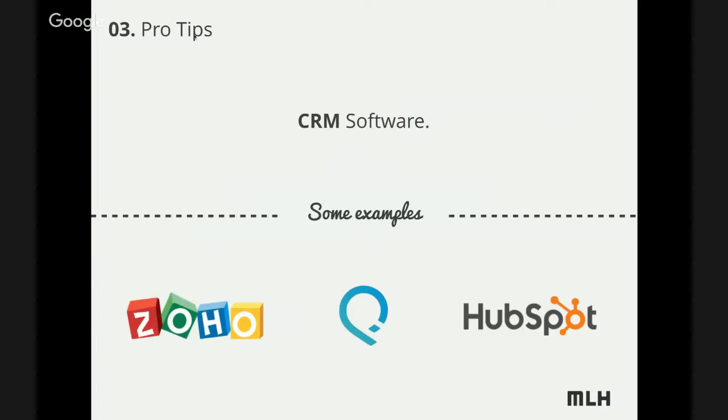All right, this next pro tip is absolutely huge. A CRM, customer relationship management software. I highly recommend this. This changed the game with MHAC sponsorship, and it allowed us to more than double the number of companies we reach out to. Some examples are Zoho, RelateIQ, and HubSpot.